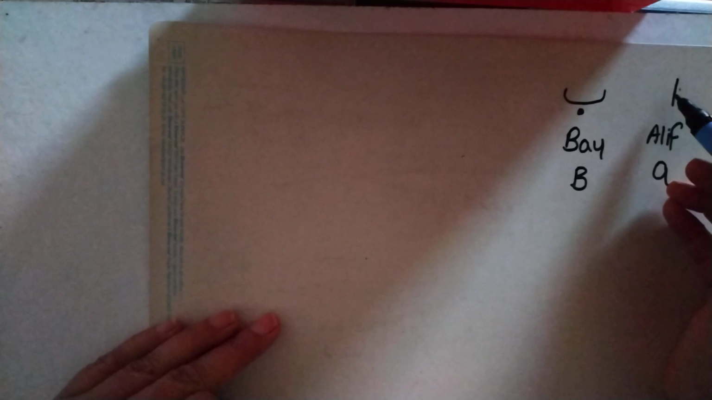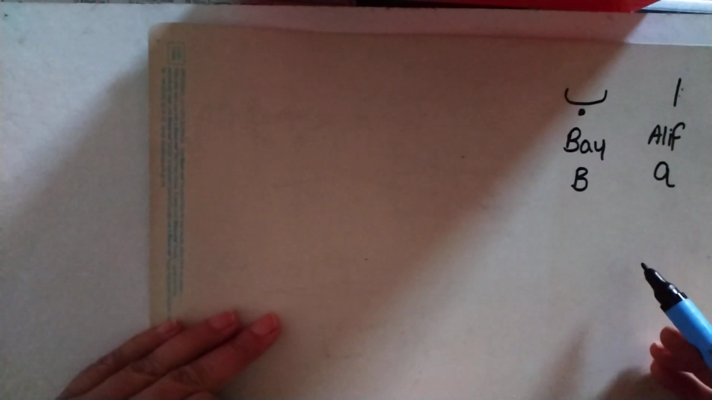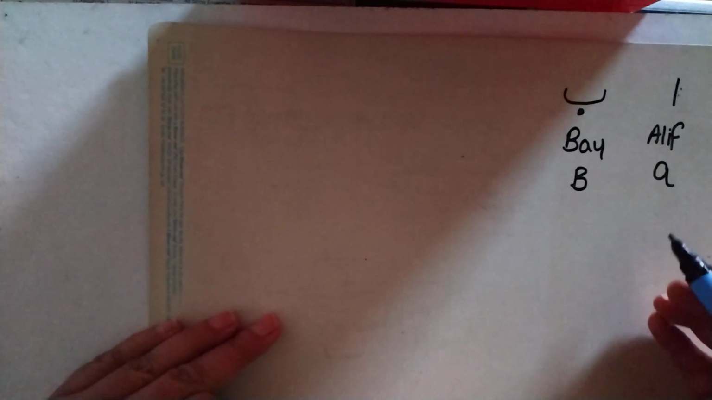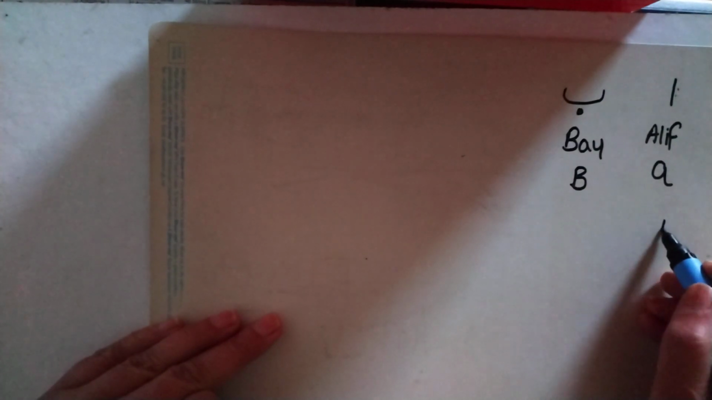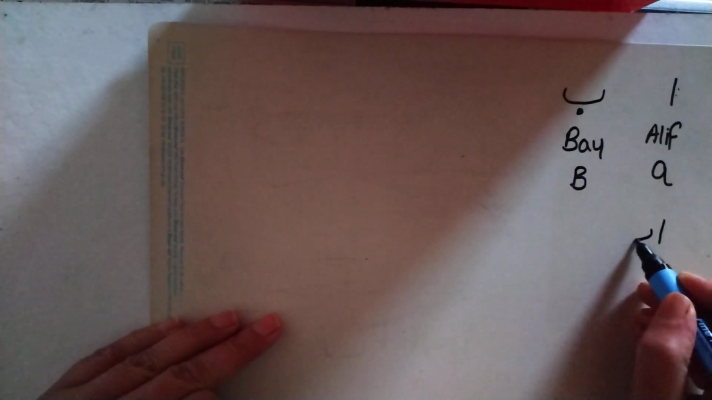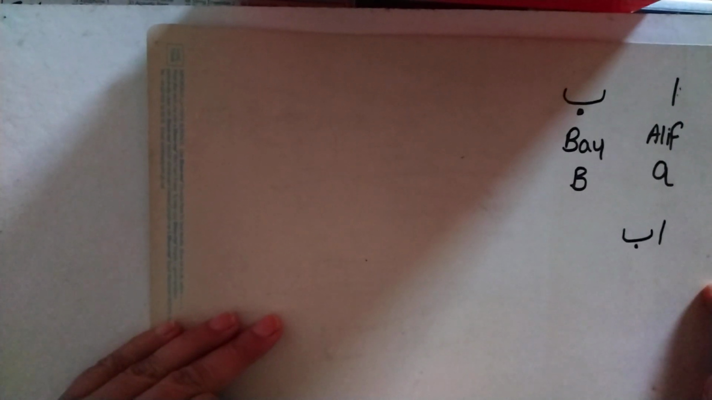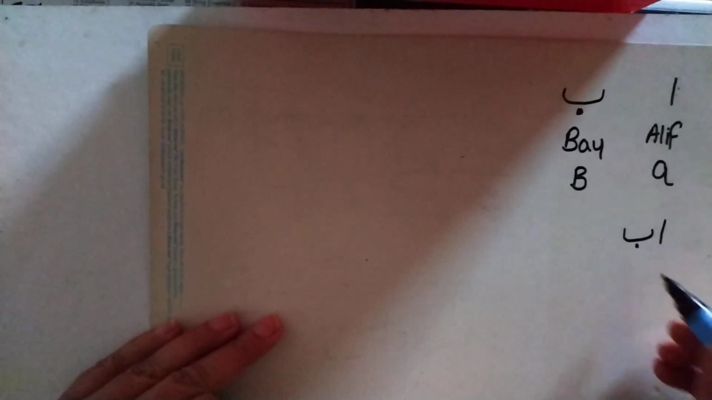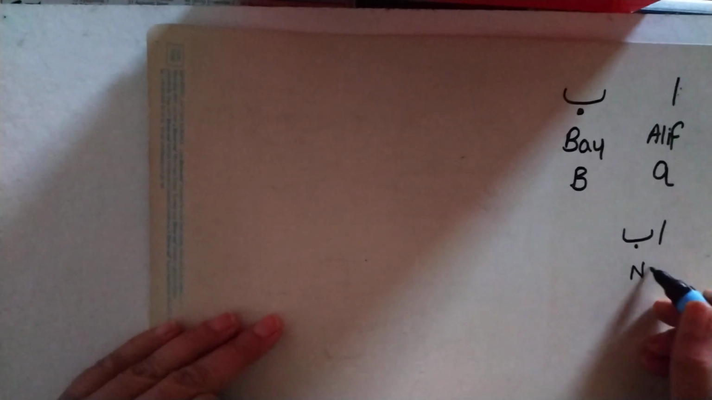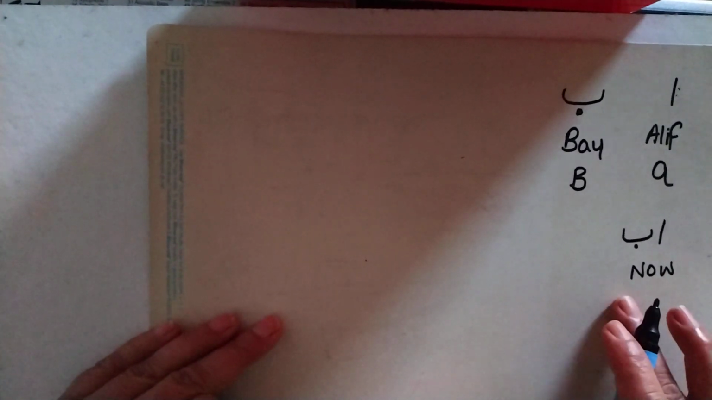Now we have got Alif and B. What can we do with them? Well, we write Alif and B, and that is Ab. Ab means now. Here you go. You got your first word, Alif and B, Ab, and it's now.